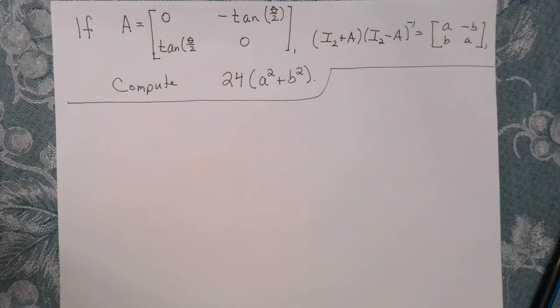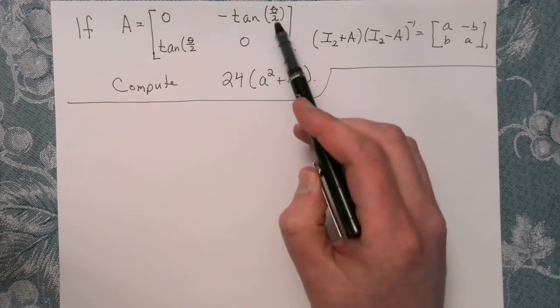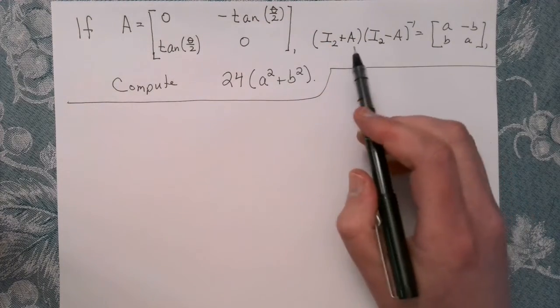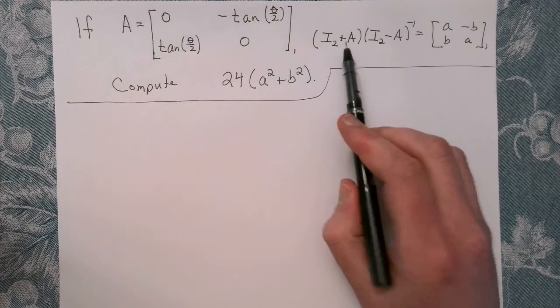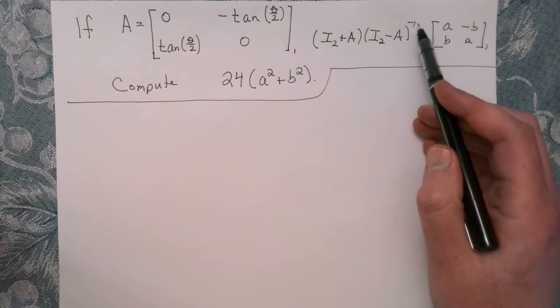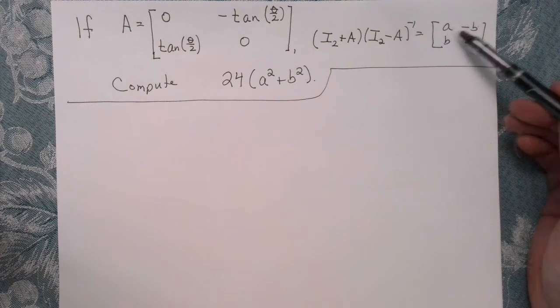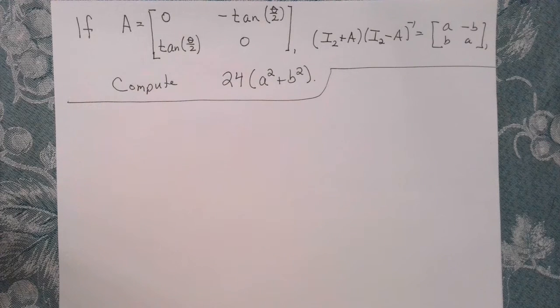We've got another neat linear algebra problem for you. So if A is the following matrix, the matrix with 0, minus tangent of theta over 2, tangent of theta over 2, and 0. And we've got that this product, which is the 2 by 2 identity plus A, times the inverse of the 2 by 2 identity minus A, is equal to the matrix A, minus B, B, A. Then we want to compute 24 times the quantity A squared plus B squared.